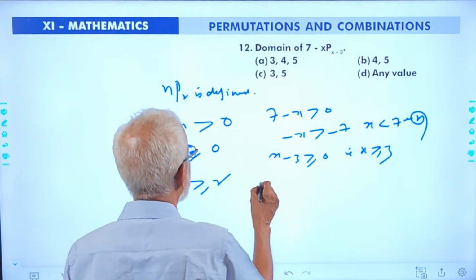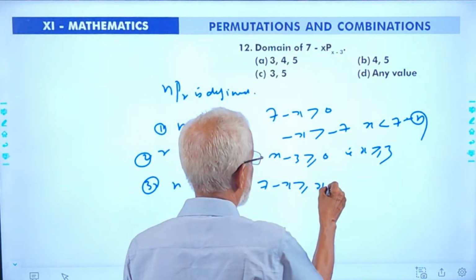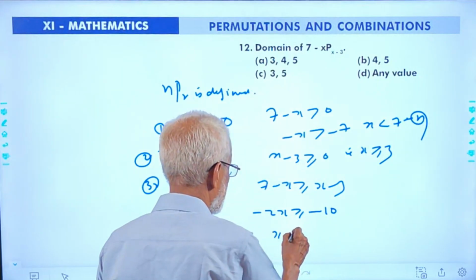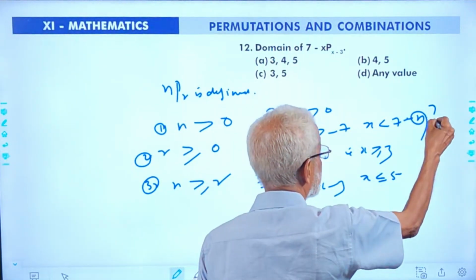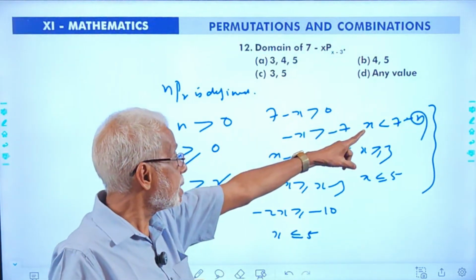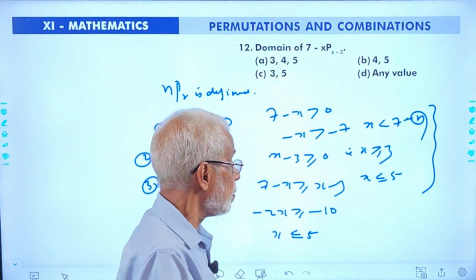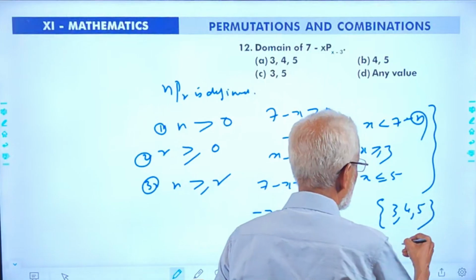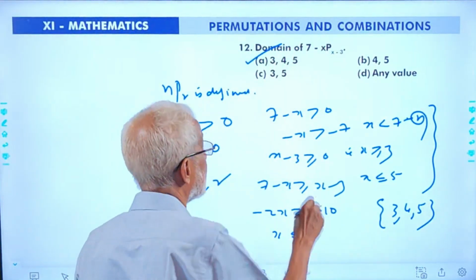Third condition, N equal to or greater than R. That means 7 minus x equal to or greater than x minus 3. Or minus 2x equal to or greater than minus 10. Then x equal to or less than 5. This is defined when x is less than 7, x equal to or greater than 3, and x equal to or less than 5. Therefore, x can take these 3 values, 3, 4, 5. The correct choice is A choice, 3, 4, 5.